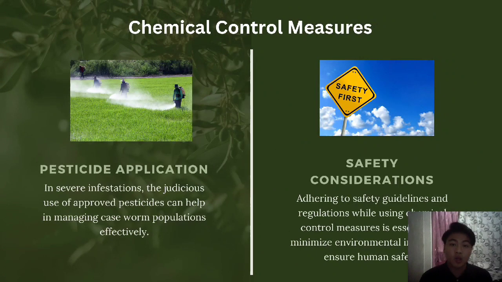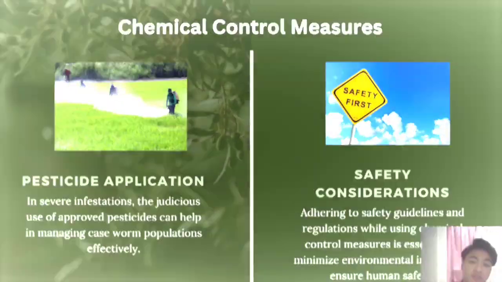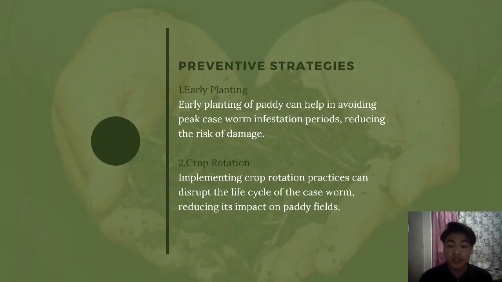Next is the chemical control measure. Pesticide application. In some infestations, the judicious use of approved pesticides can help in managing caseworm populations efficiently. Consideration. Adhering to the safety guidelines and regulations while using chemical control measures is essential to minimize environmental impacts and ensure human safety.